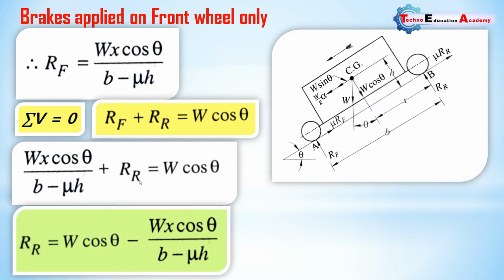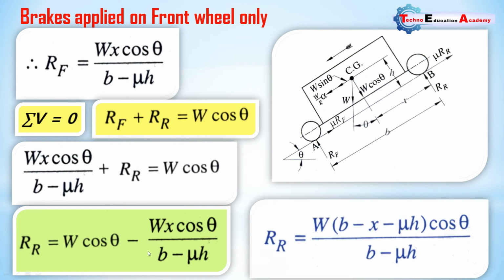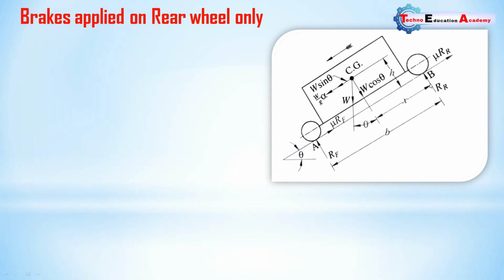Further, we simplify this equation to make the object RR. So W cos theta, whenever we shift this term from the left hand side to the right hand side, it becomes a negative term. Further, we simplify this equation by cross multiplication. This (b minus mu h) is multiplied with W cos theta, and we get this equation. This is the value of the reaction force at RR, or the equation of reaction force at the rear wheel.